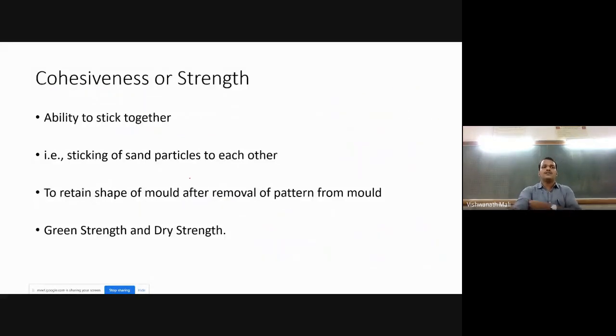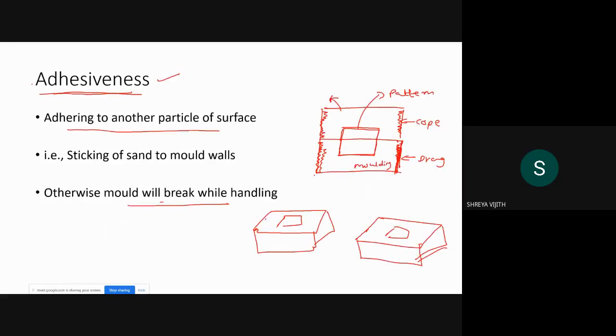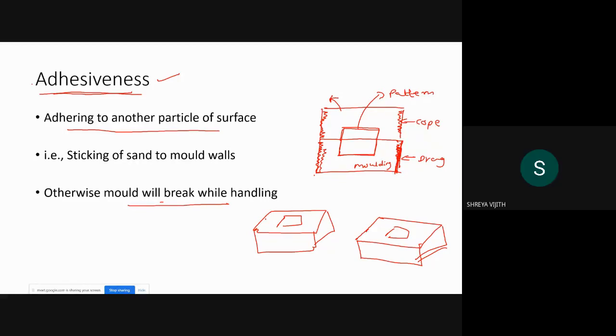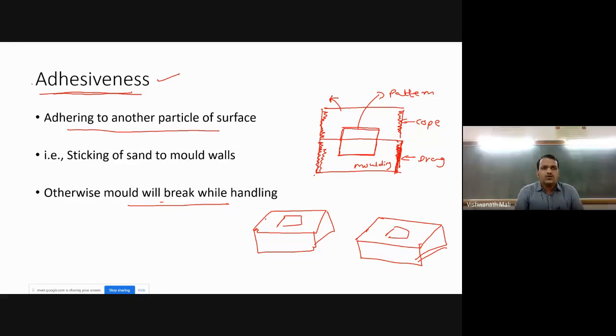Now the next property is cohesiveness. Sir, if it adheres to the wall, it also has a chance to adhere to the molten metal, no? No, it will not adhere. Its temperature is different, so it will contract, and due to its property of collapsibility, as your molten metal is contracting, it will not adhere to this.